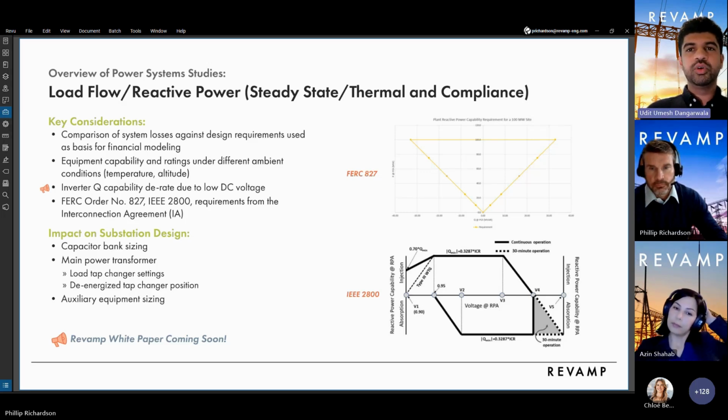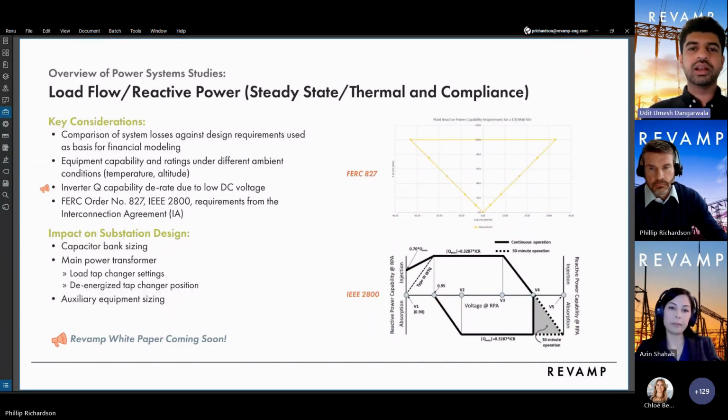One of the critical inputs or considerations for reactive power analysis is the inverter reactive power capability at high temperatures. Given the PV modules are not able to produce high voltages at high temperatures, the inverter reactive power capability can be impacted due to that. And that is critical to consider for reactive power analysis. Revamp will be publishing a white paper on this soon.